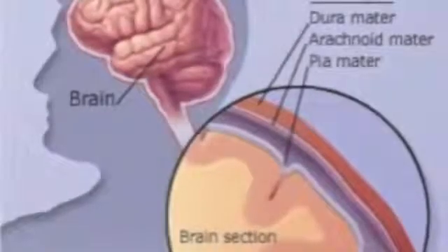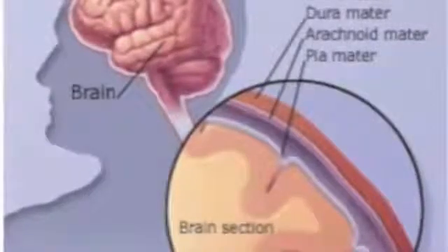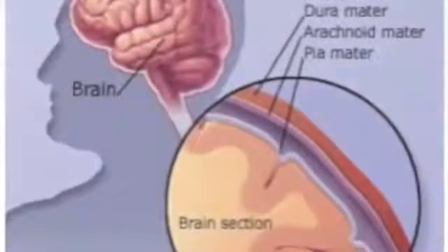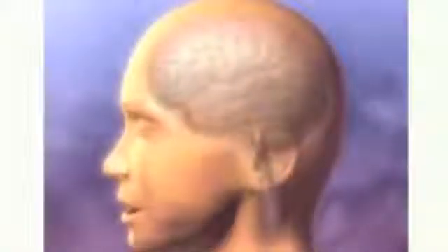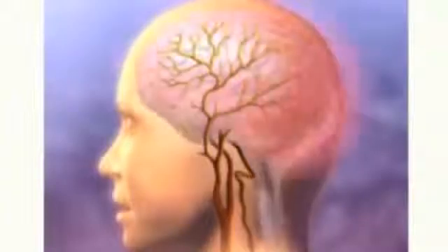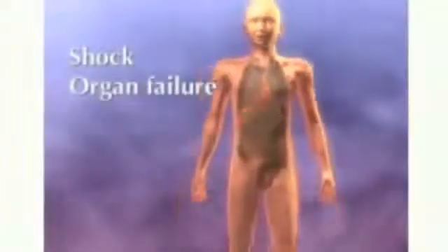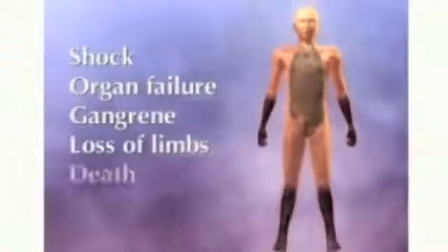Once in the bloodstream, the bacteria travel to the meningeal membrane, which is the area surrounding the brain and spinal cord. From here, the bacteria enters the cerebrospinal fluid. It is here in the cerebrospinal fluid where the bacteria multiply freely and release poisons that cause swelling and inflammation in the meninges and the brain tissue. A rash may appear on the body. The infection causes shock, organ failure, gangrene, loss of limbs, or even death.